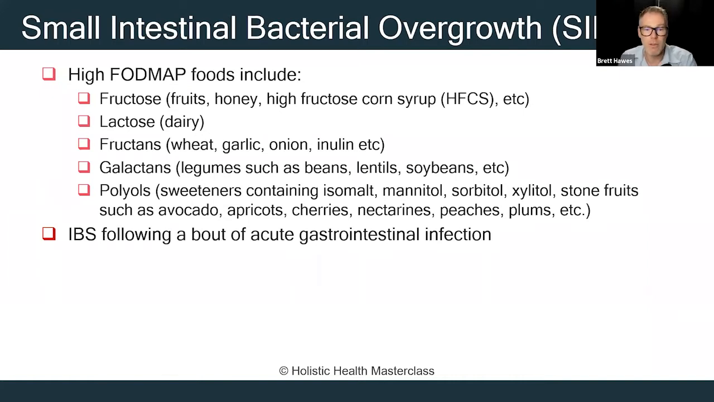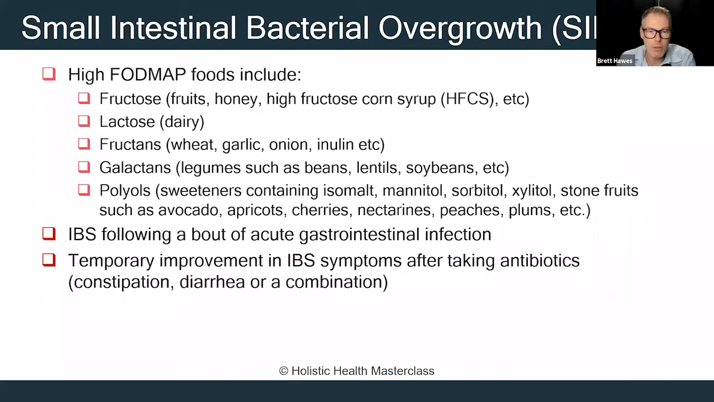IBS following a bout of acute GI infection. So this would actually be post-infectious IBS, which is the third or fourth type of IBS. These are all questions that you can actually ask your clients, by the way. And in the masterclass that I have, we actually have a bunch of questionnaires where you can say, hey, give this to your client, get them to fill it out, and you can kind of score them a little bit better. All right.